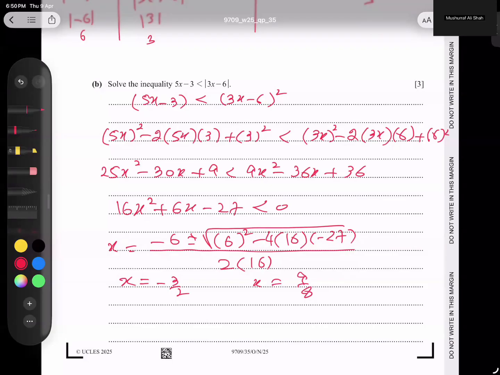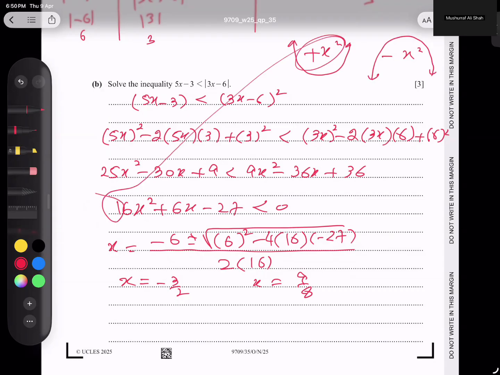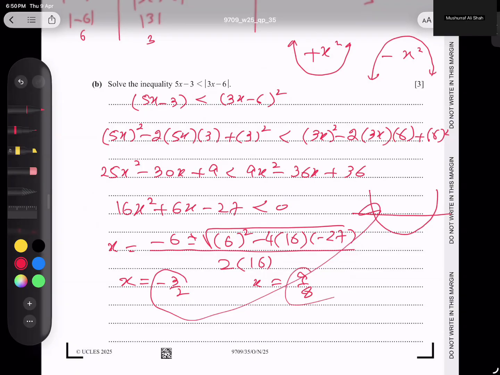So now let's see how to write these answers. First of all, after reaching this one, because of power 2, students, you know it very well: if positive power 2 comes, we get this kind of diagram, and for negative x square, we have this kind of diagram. But here, because it is positive x square, I will make this diagram. So this number, the smaller, will come here and the bigger number will come here. So I think this part is very clear.